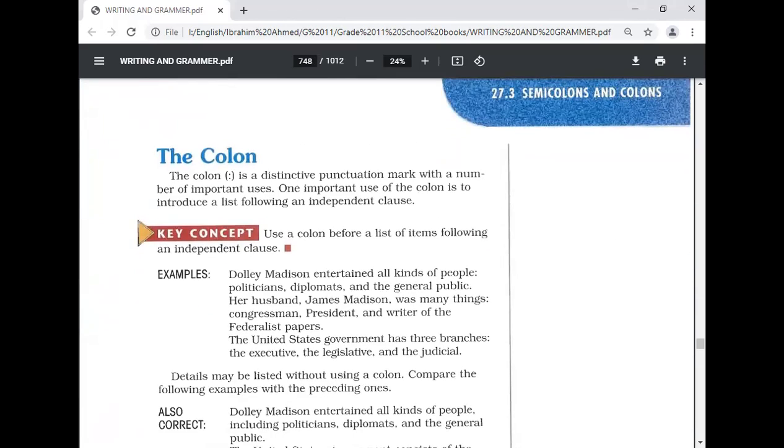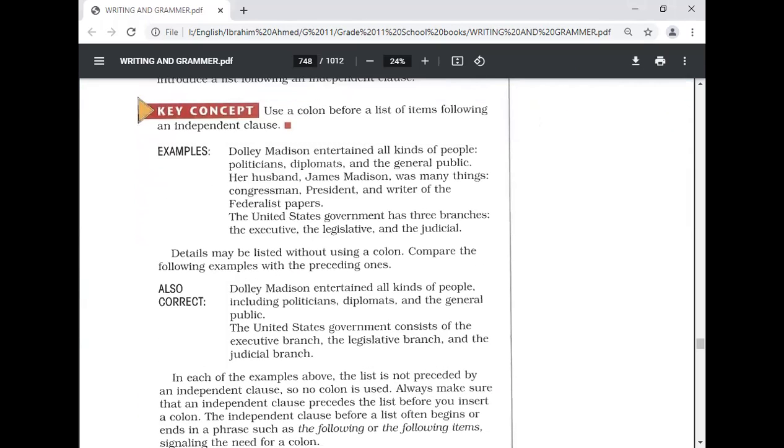Let's move on to the colon. So the colon is a distinctive punctuation mark with a number of important uses. One important use of the colon is to introduce a list following an independent clause. Use a colon before a list of items following an independent clause.